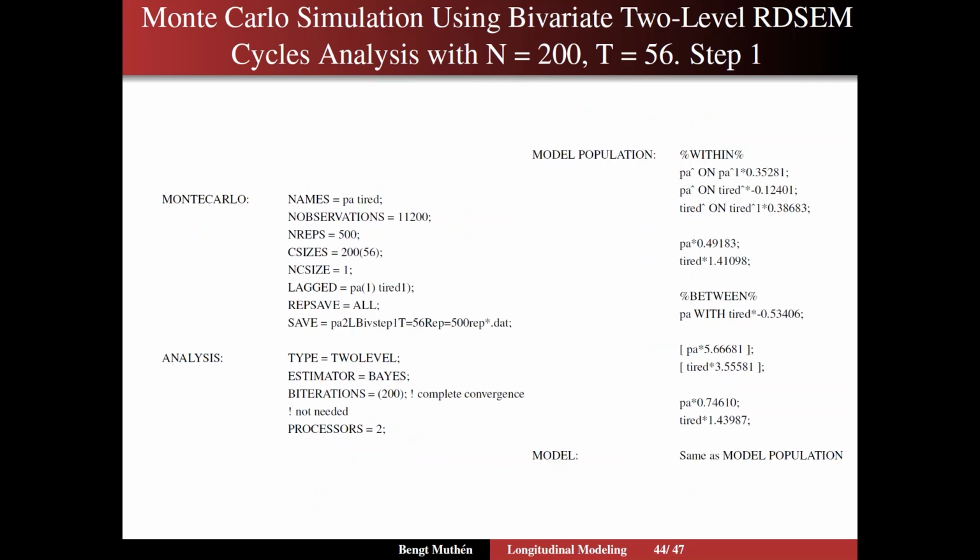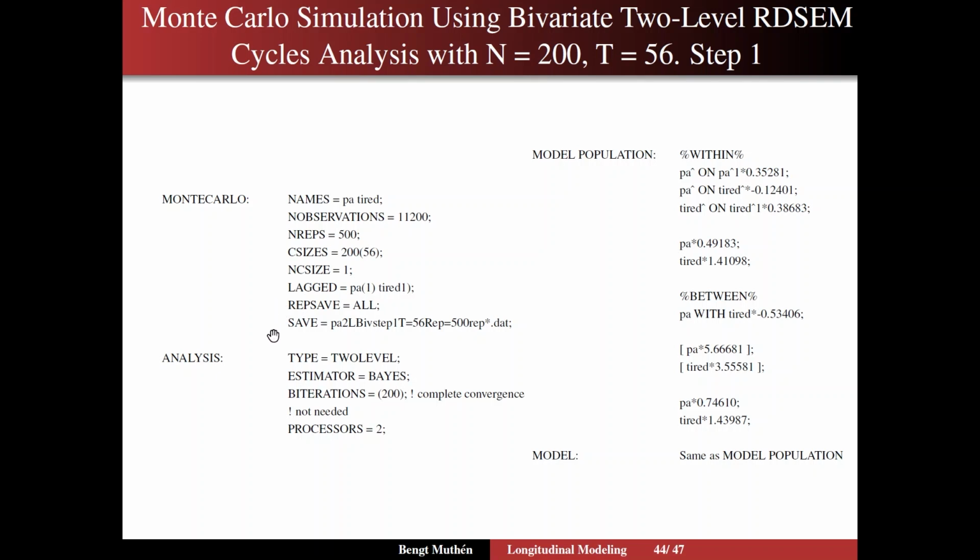Let's turn to the second model. Slide 44. So we have a bivariate 2-level DSEM, and here we don't have random coefficients. So this is like our prologue model on slide 5, but with fixed coefficients. So let's take a look at step 1. We have the same setting with 200 people, 56 time points. Now we bring in a second variable, tired, and that's lag 1. Should be a parenthesis instead of that 1.